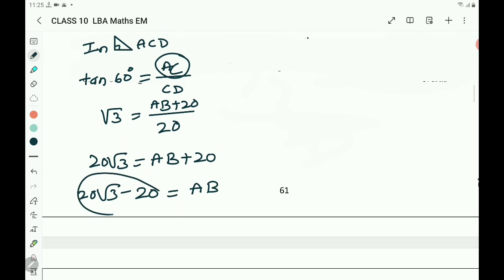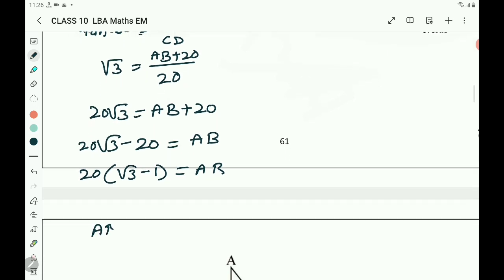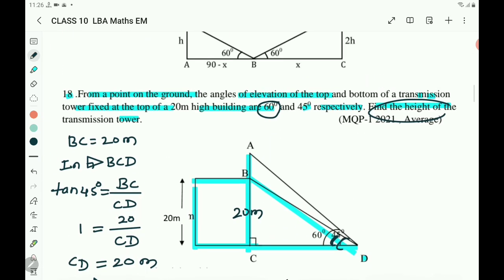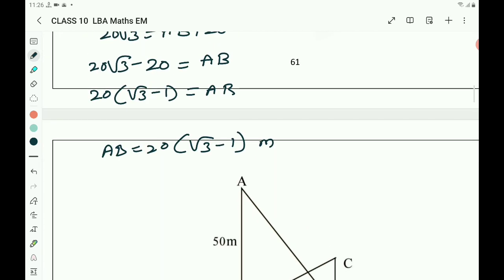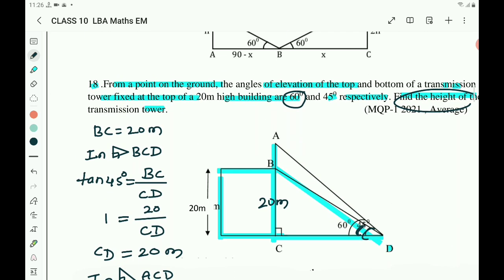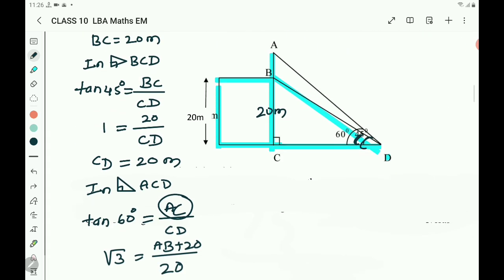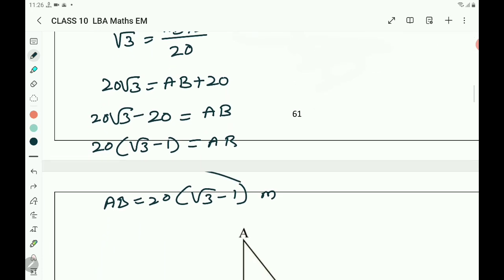You can remove 20 common. 20 into root 3 minus 1 equals AB. AB is equals to what? 20 into root 3 minus 1 meter. If the value of root 3 is given, you can substitute, but here root 3 value is not given. You can write it as it is. Then what is the height of the tower? Height of the tower AB is equals to 20 into root 3 minus 1 meter.